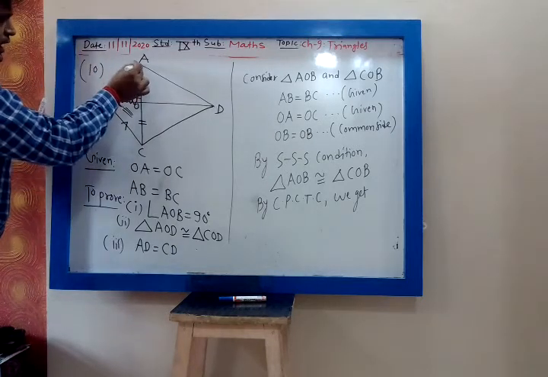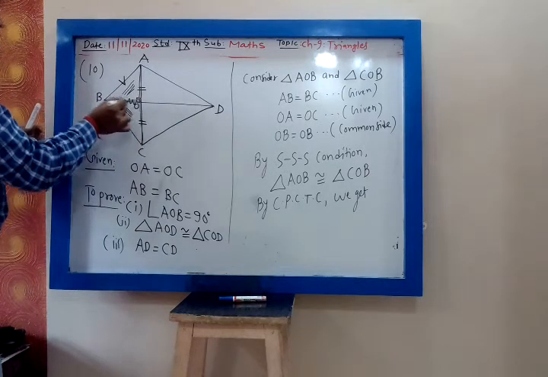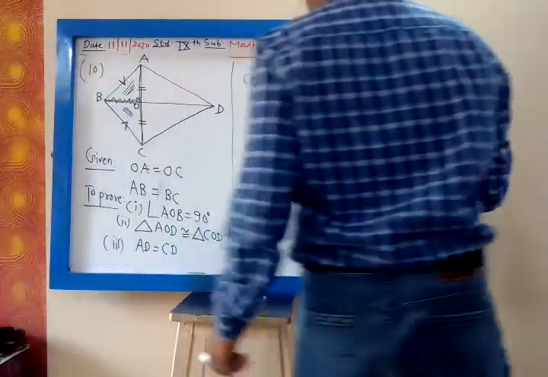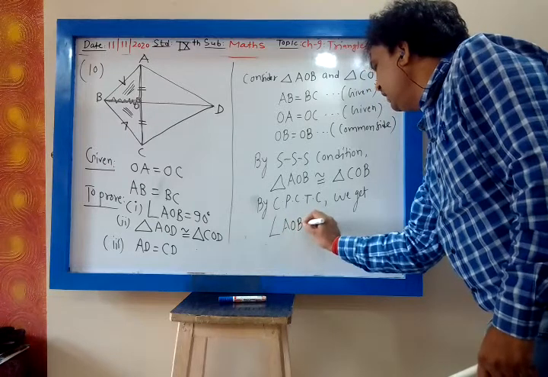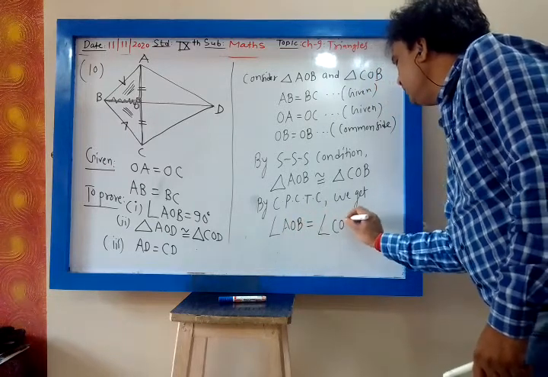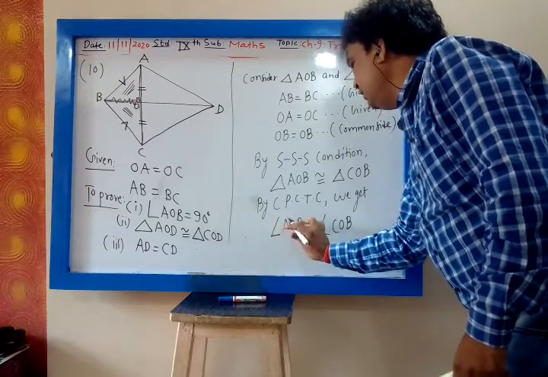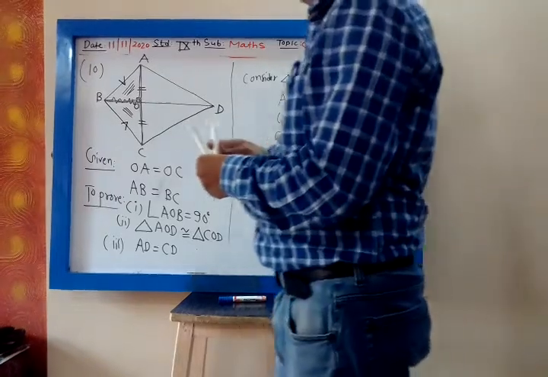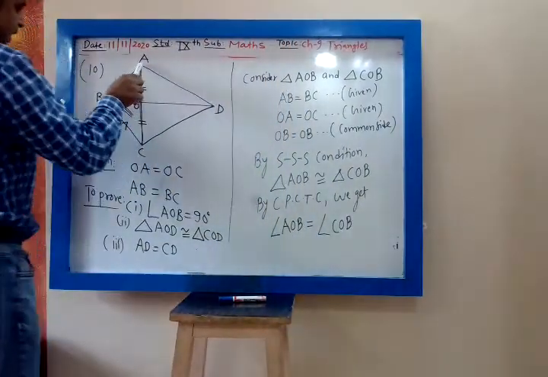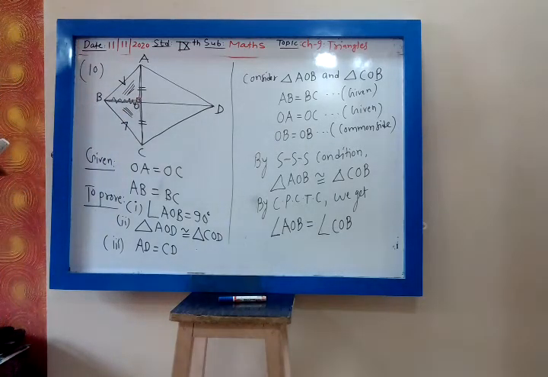So angle AOB is equal to angle COB. Yes or no? Because when two triangles are congruent, their corresponding angles are also equal. So angle AOB is equal to angle COB. Got it?